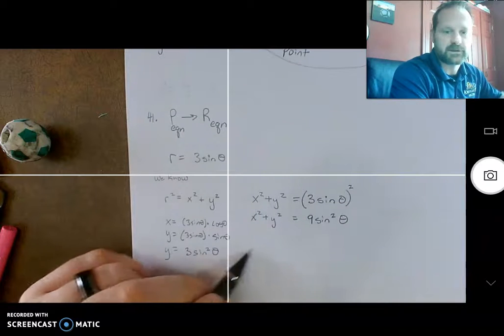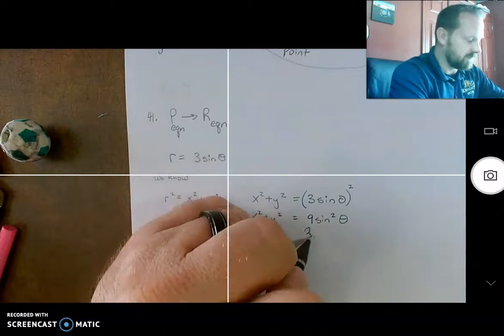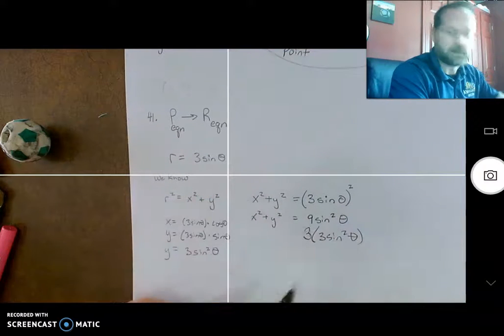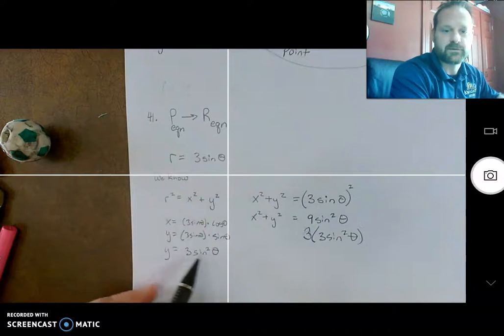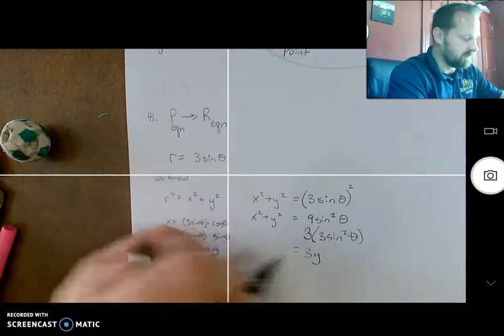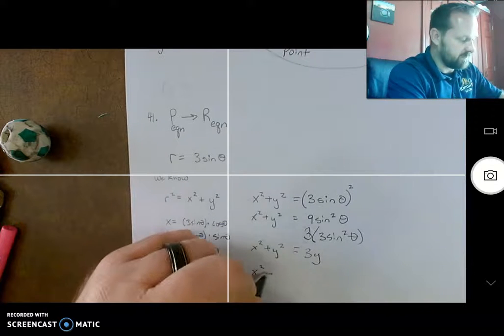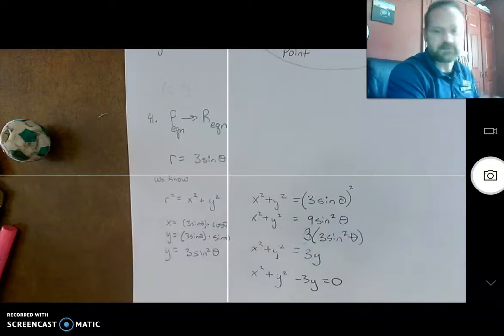Okay, hopefully you can see that I can convert. I can use the fact that I can separate numbers and call that this. And so this is y. So this just becomes 3y equals x squared plus y squared. And so the equation that we are looking for is this.